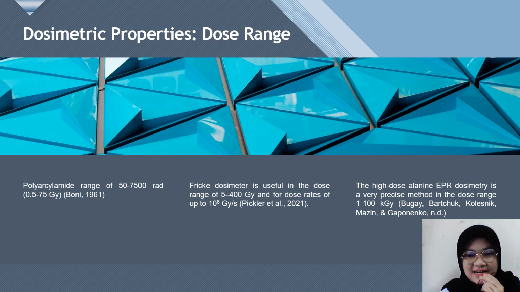Lastly, for the alanine dosimeter, high dose alanine EPR dosimetry is a very precise method in the dose range from 1 to 100 kilogray. This is stated by Bugay, Bashuk, Kolesnik, Mazin, and Gaponenko, no date. So that's all from me. We'll be continuing our presentation with our friend next.